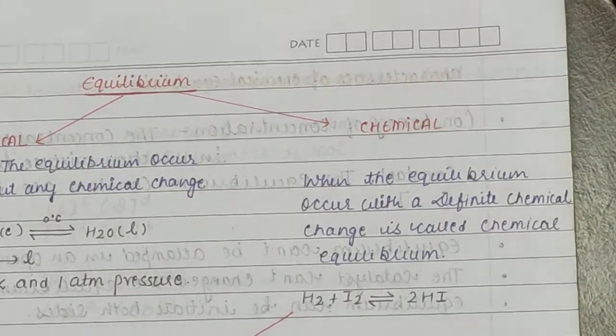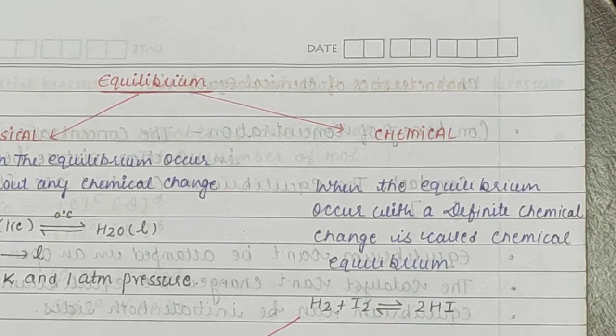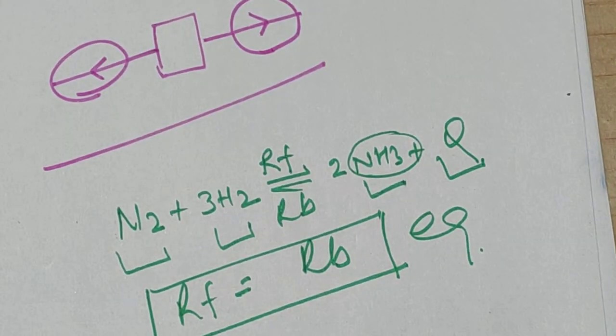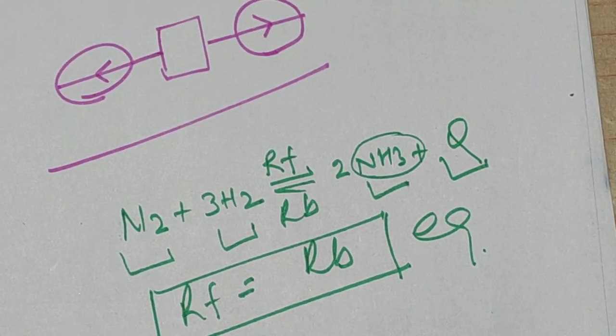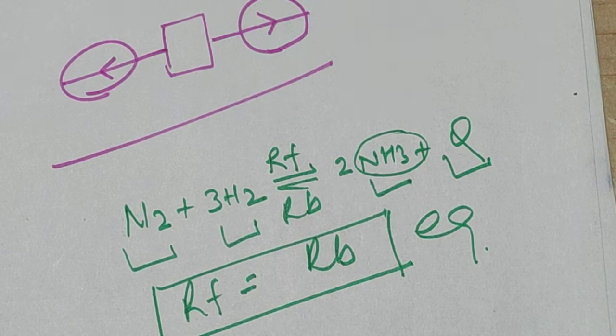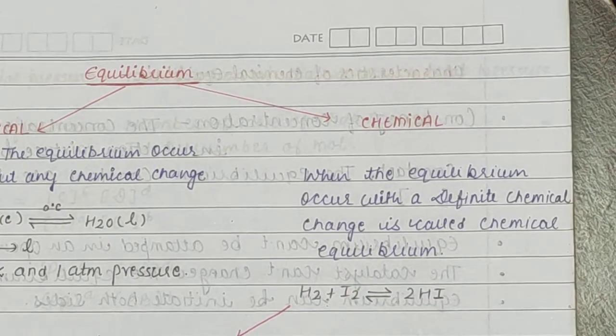So what is chemical equilibrium, students? When the equilibrium occurs with a definite chemical change, it is called chemical equilibrium. For example, I had given you the reaction N2 plus 3H2, nitrogen and hydrogen combining to form ammonia. So the chemical composition has changed. That means this equilibrium is a kind of chemical equilibrium. Another type of reaction is this: H2 plus I2 gives 2HI.